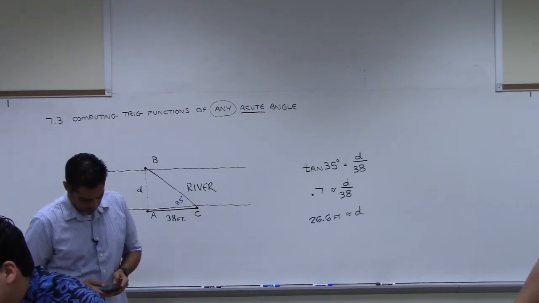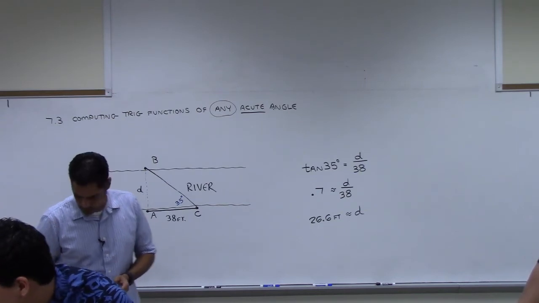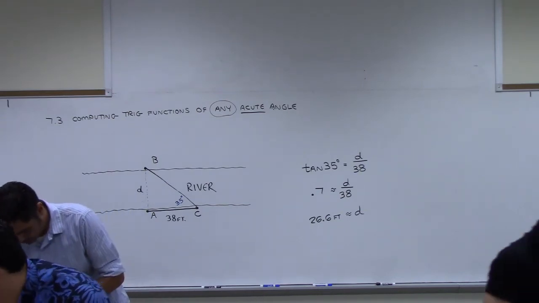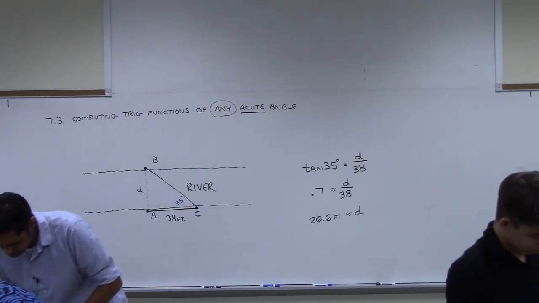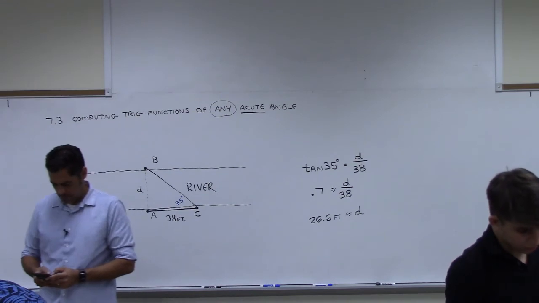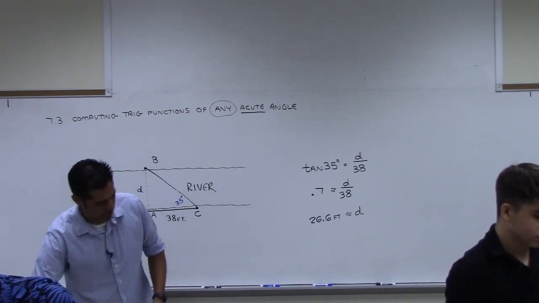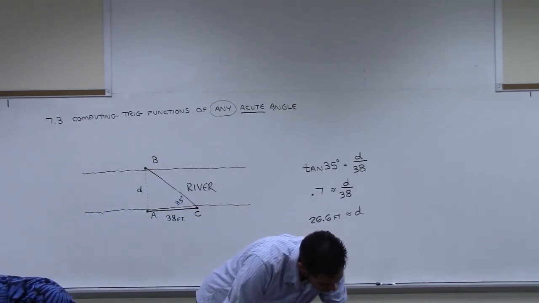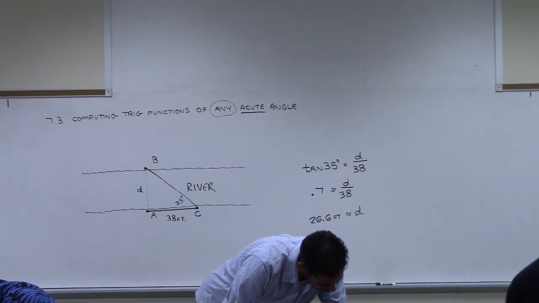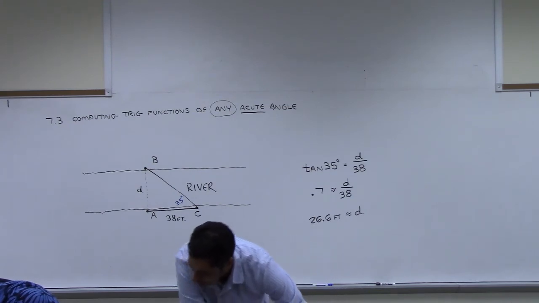Oh, no, wait. Never mind, we can't do that. Two over adjacent, so we can just use sine. 2 point what? Let's just try it out and see what number we get. If it looks like a convincing number, then we'll agree.